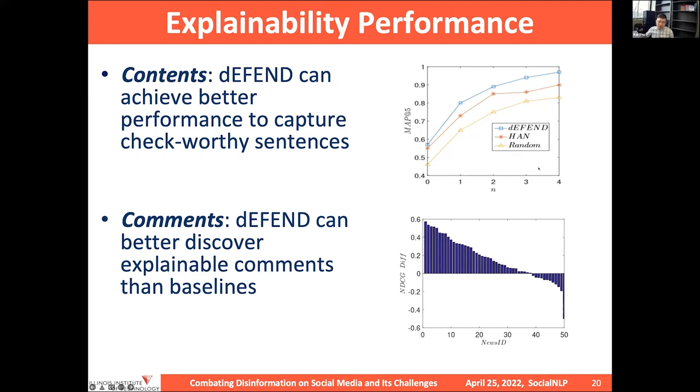And then in terms of comments, we evaluate using human evaluation. We asked Mechanical Turkers to give their feedback. And we can also see that dEFEND can better discover those explainable comments than the baselines, okay?